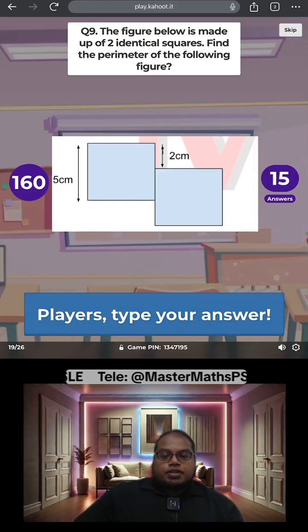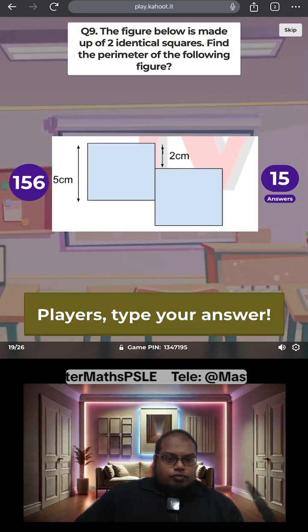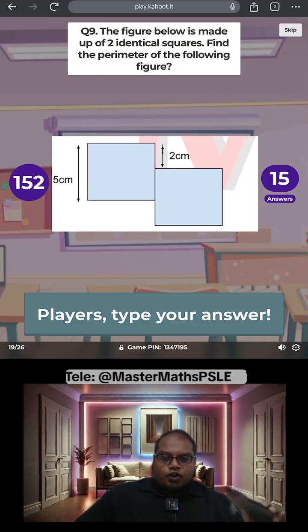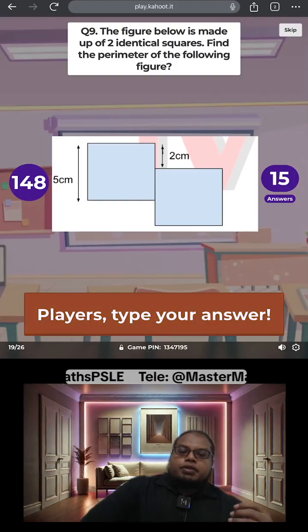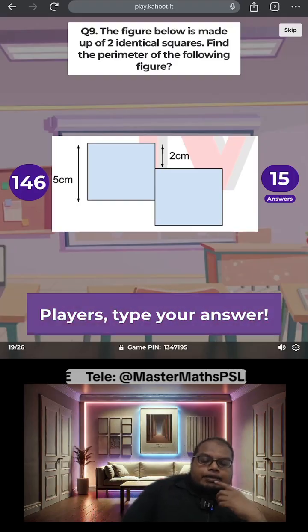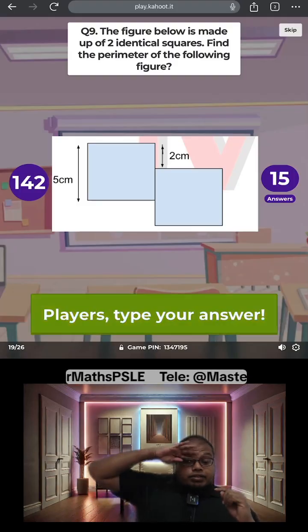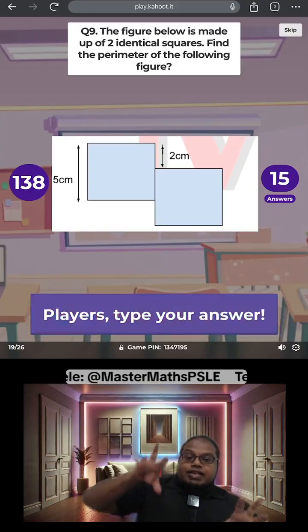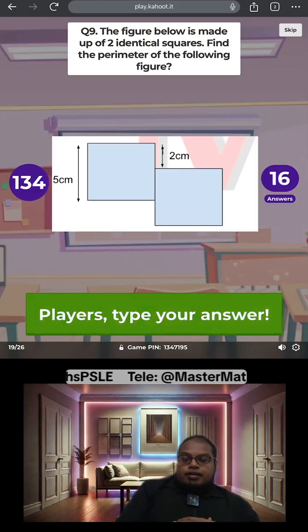Now find the perimeter. It's a different answer than just now. Not the same answer. When it comes to perimeter, yes, it's a bit harder. But remember, perimeter is about adding up all the sides. Okay, so the sides that are outside, not the inside.